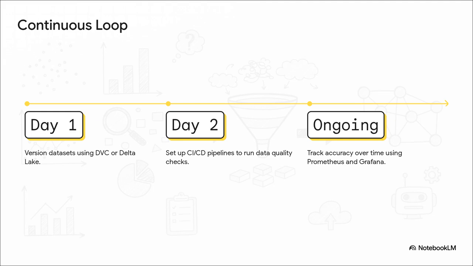MLOps proves that keeping track of your data doesn't just magically stop once the model is deployed. It's a continuous loop. We have to version our data sets using tools like DVC or Delta Lake so we know exactly what data trained what model. We automate our quality checks using CI/CD pipelines. And once it's deployed, we constantly monitor the model's accuracy with tools like Prometheus and Grafana.